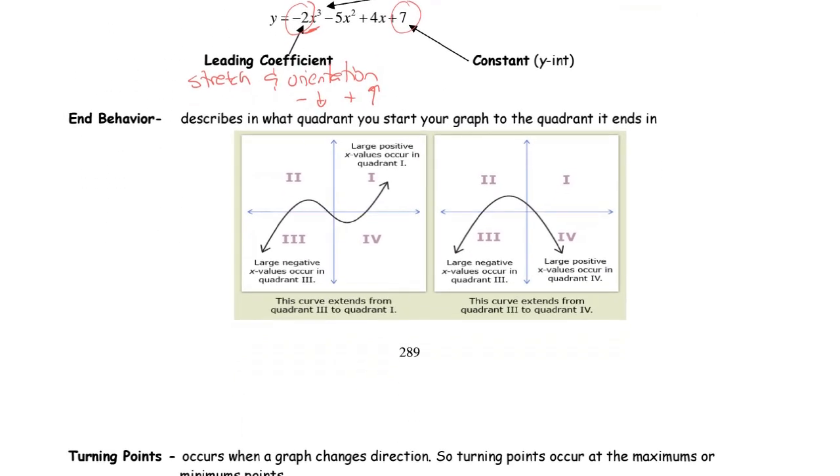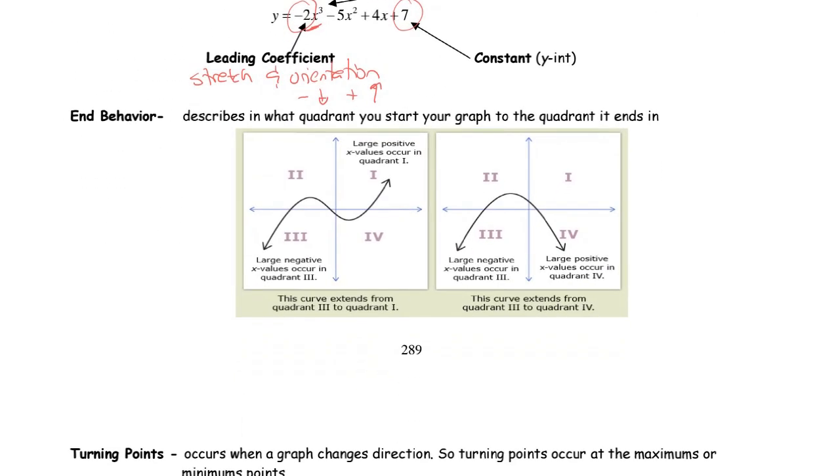Okay? End behavior. Here's another way of talking about polynomials, end behavior. Basically, when we talk about end behavior, we're describing what quadrant you start in and what quadrant you end in. Now, bear in mind, and this is an important little point, these are always read left to right. So when I talk about what quadrant did you start in, well, that could only be quadrants 1 or 3, because those are on the left-hand side of the coordinate plane.